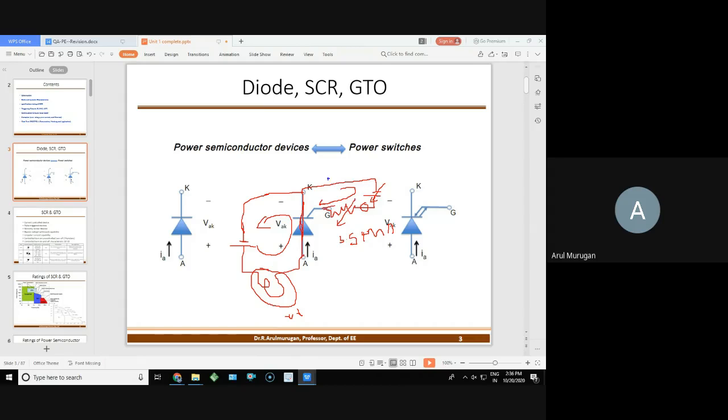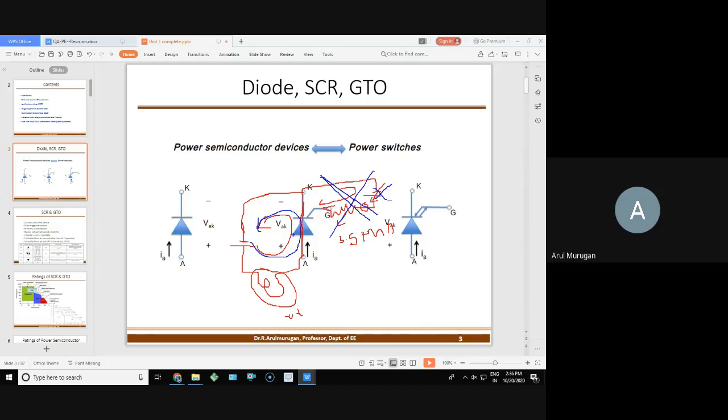You remove this circuit totally. What is this circuit? It is called the triggering circuit. This triggering circuit you remove, disconnect it, and power off. Even if you power off, the lamp will keep on glowing. Why? Because the power circuit never turns off. That's why it is an uncontrolled turn off.